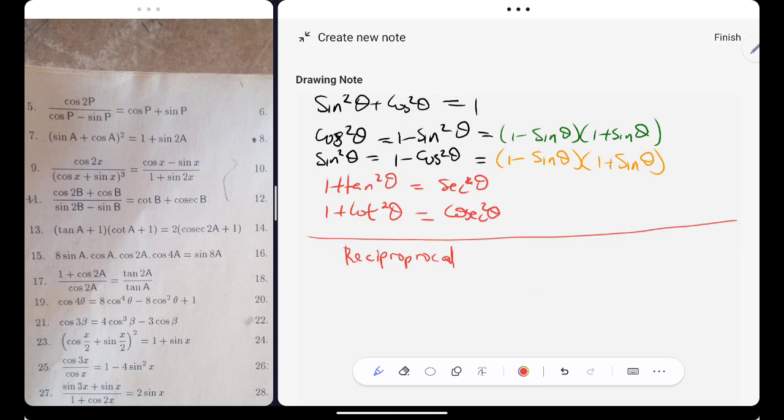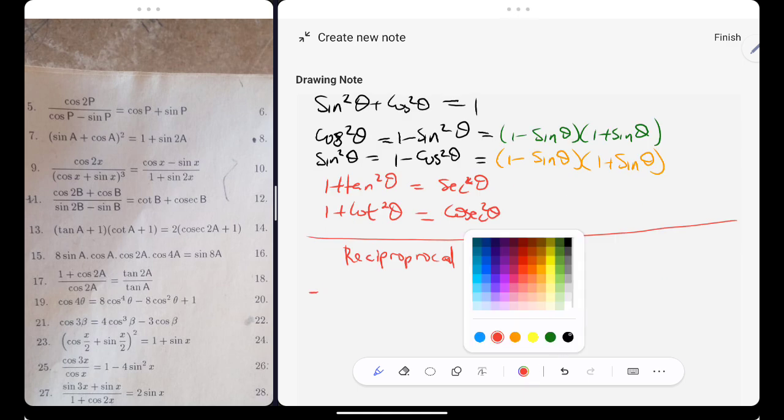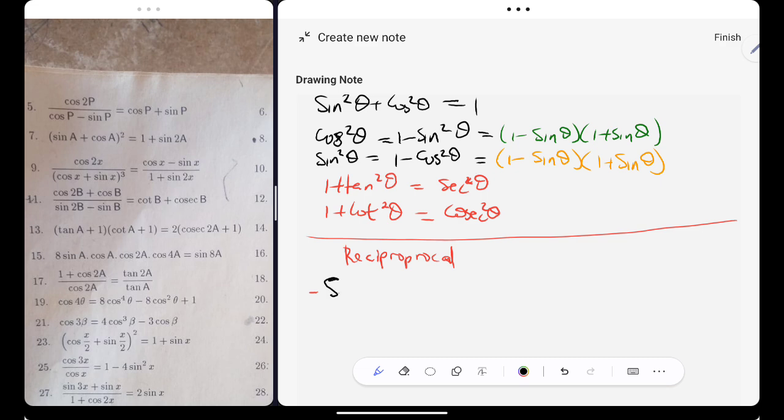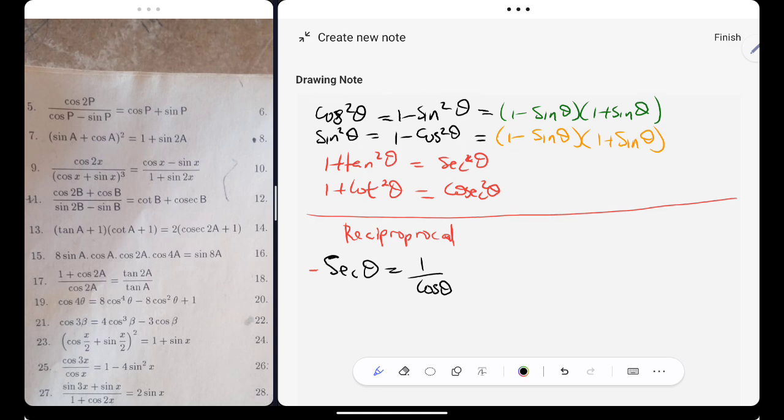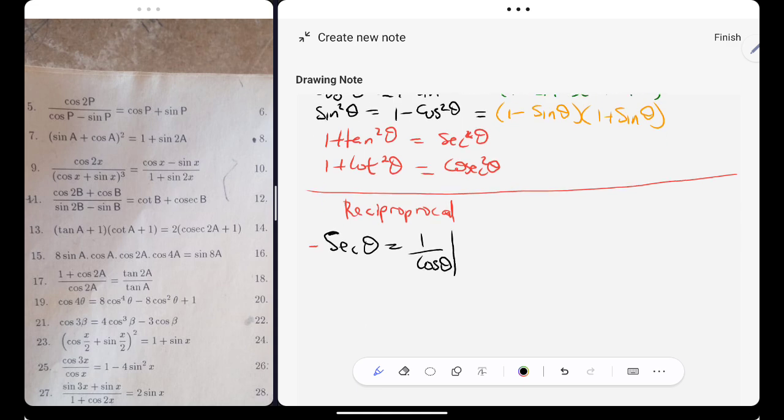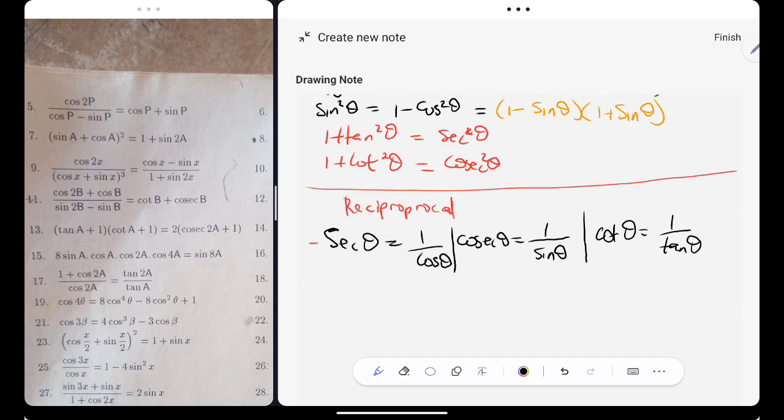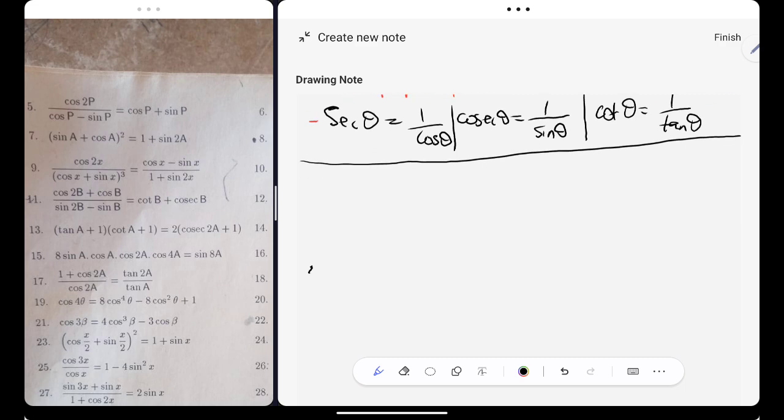Reciprocal identities, we have sec theta, which is equal to 1 over cos theta. So whenever we see sec theta, just substitute 1 over cos theta. Whenever you see cosec theta, you just need to substitute 1 over sin theta. Whenever you see cot theta, you can put 1 over tan theta, but it's advisable to just substitute the quotient identity for cot, ne?